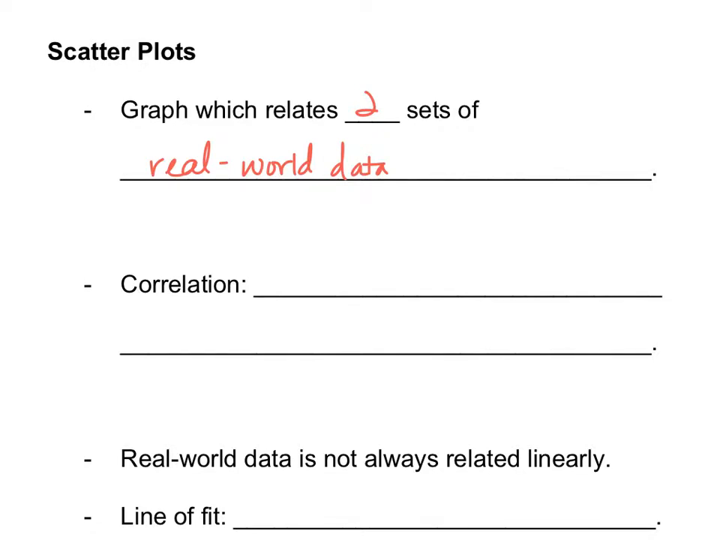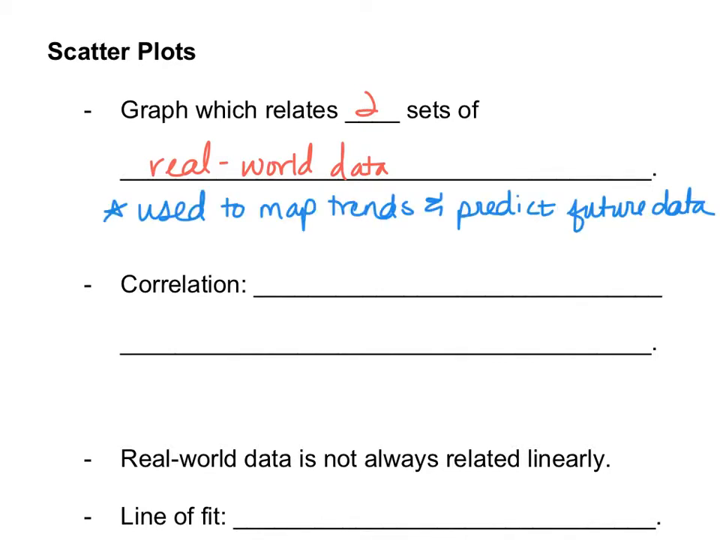All right, so we probably also want to make a note that scatter plots are used for predictions. And also I've added here that they can be used to map trends so that we can see how things are related. So correlation is our math word that tells us how data is measured. So a correlation is the measure of how the data is related. All right, and then there are a few different types of correlation.